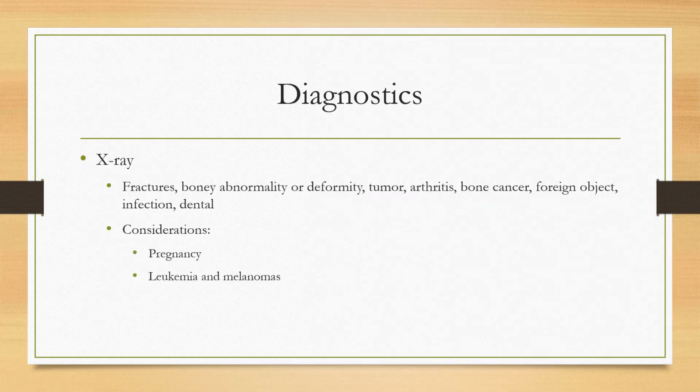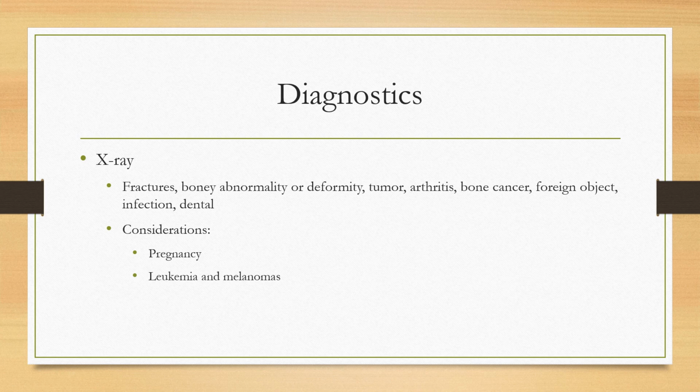Some further diagnostics that might be done. X-rays are used probably most often. The X-ray beam is absorbed to different extents by different body tissues. So when you get the image from the X-ray, tissues that are less dense will appear dark, and tissues with higher density will appear white.